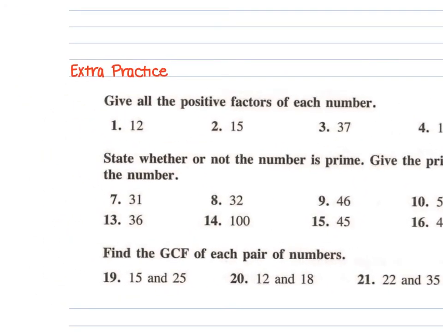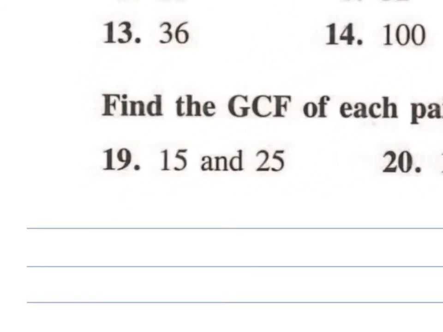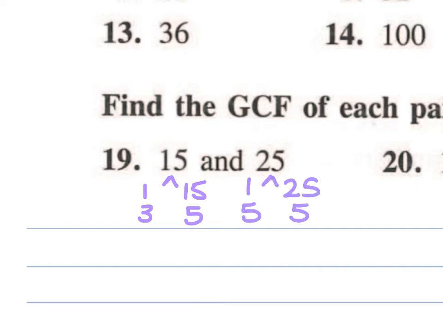If we look at some more greatest common factor examples, for 19, we have 15 and 25. The 15 is 1 and 15. We also have 3 and 5. The 25 is 1 and 25, as well as 5 and 5. So that 5 is our greatest common factor between those two.